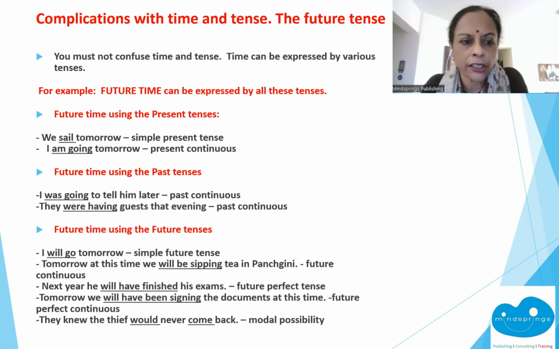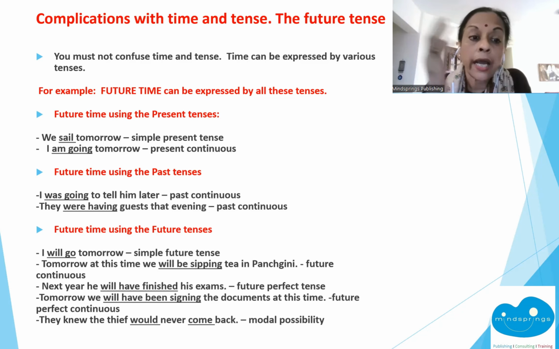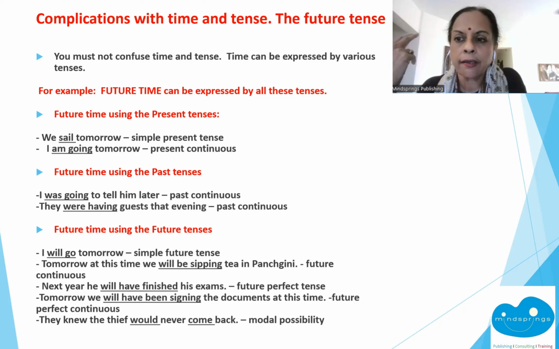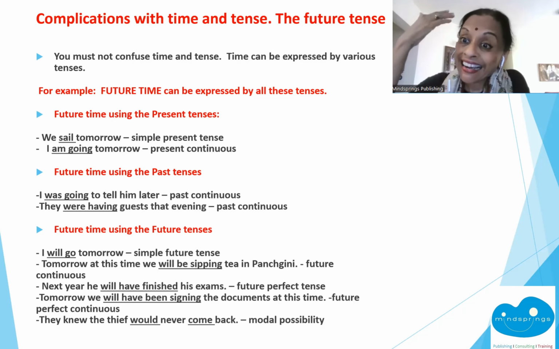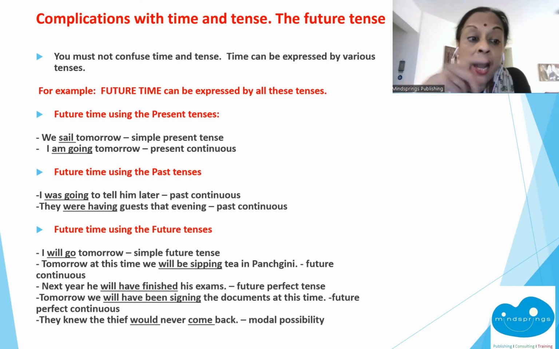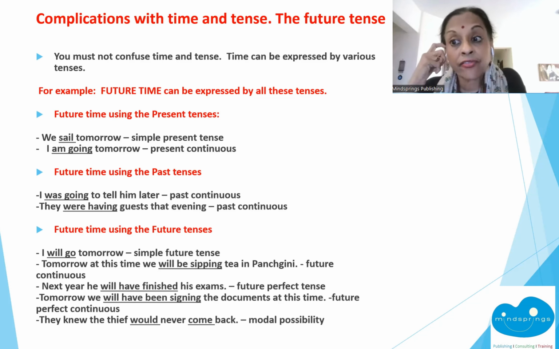Present, present continuous. Future time using past tenses. I was going to tell him later. Was going is a past continuous tense. I was going to tell him later. Later is future. They were having guests that evening. Were having also is past continuous. When? That evening, future. So past continuous tense is used to express a future event.